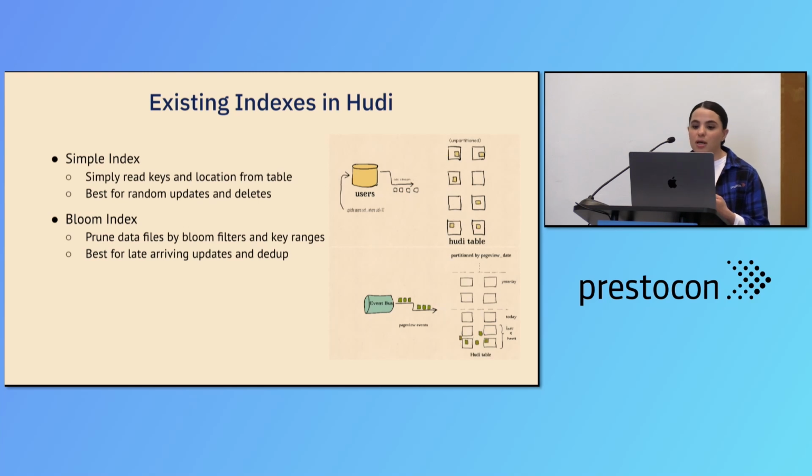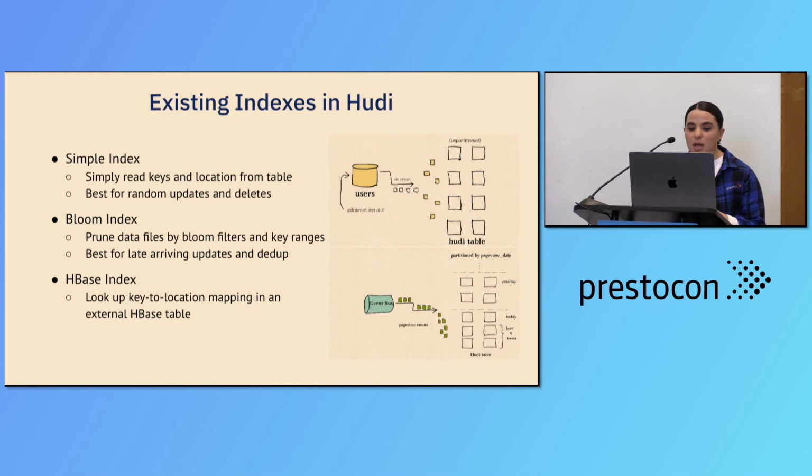For large-scale data sets ranging from tens of terabytes to petabytes, the simple and Bloom index might not be performant enough. This is where you might want to leverage something like the HBase index. What happens here is that you send key lookups to an external HBase cluster, and it stores the key to location mapping, so the key lookup is pretty fast.